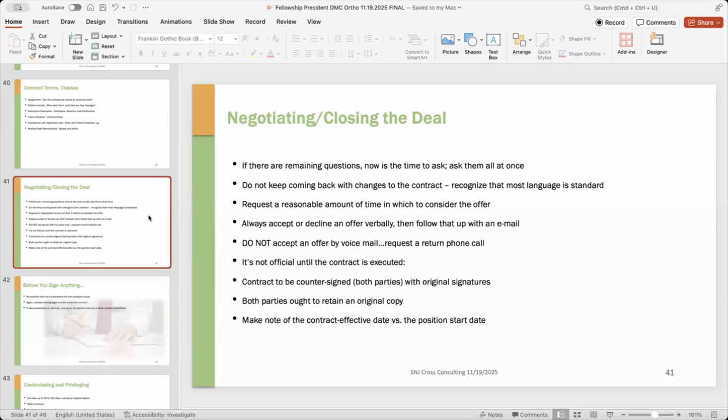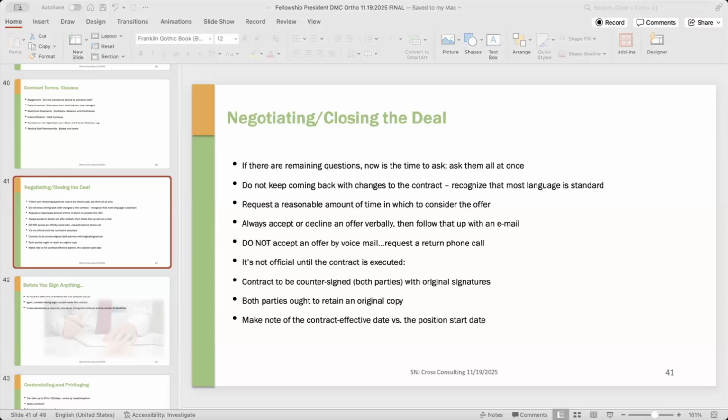Do not accept a verbal offer over the phone. Make sure you return the call and speak to the recruiter and give her that much respect. That's typically the highlight of our day when we get that call saying, yes, I want to move forward. And it's not official until both parties have executed.